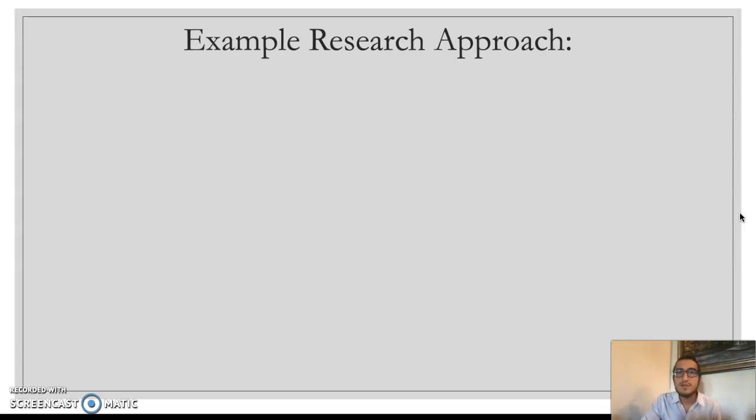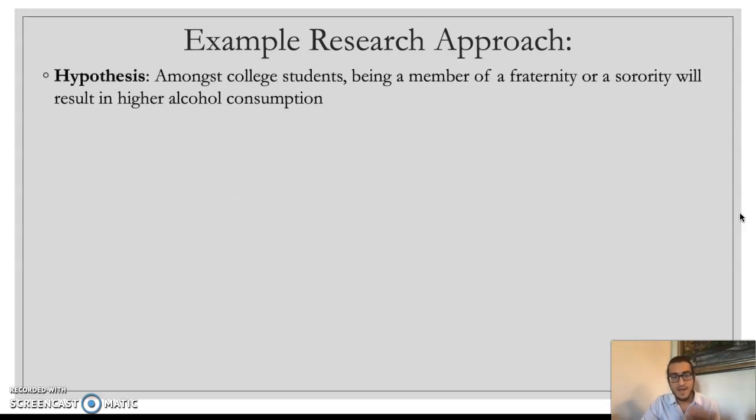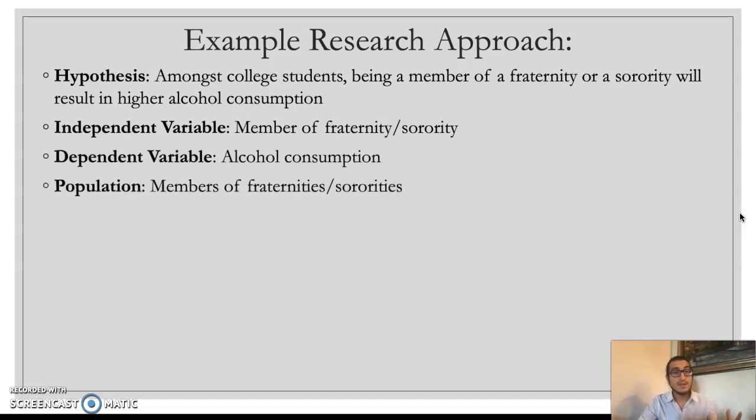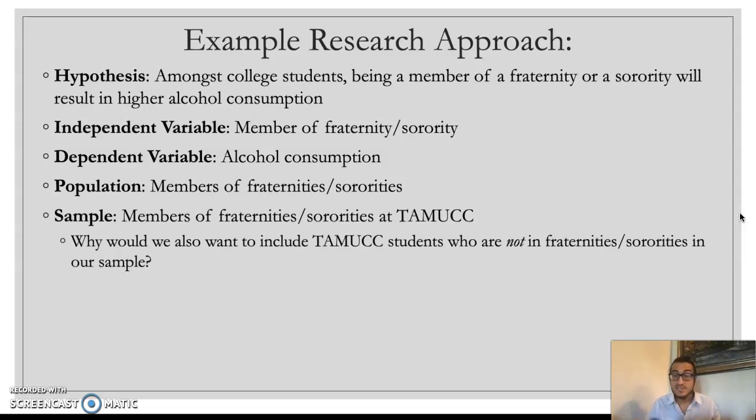So an example of a research approach: let's say the hypothesis that we've been working with this whole time amongst college students is that being a member of a fraternity or sorority will result in higher alcohol consumption. Our independent variable that we're working with is membership in a fraternity or sorority. Our dependent variable is alcohol consumption. The population, the large group that we're trying to say something about, would be college students in fraternities and sororities. A sample, the smaller, more manageable group that we're going to collect data from for our study, will focus on members of fraternities and sororities here at TAMU-CC.